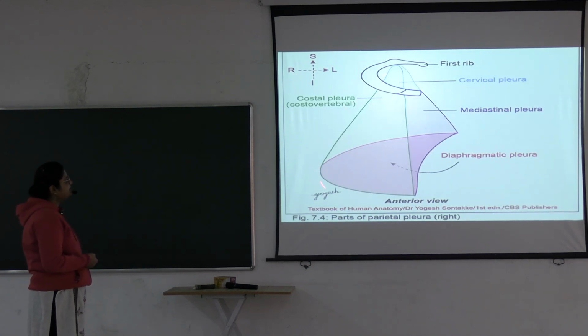This is a schematic presentation of the parietal pleura. This is the first rib. Above this first rib lies the apex of the lung. So this apex of the lung is covered by the cervical pleura, this light blue colored one. Here is the mediastinal pleura, violet colored one. The green colored one is the costal pleura or costovertebral pleura, and the pink one surrounding the diaphragm is the diaphragmatic pleura. So these are the 4 parts of the parietal pleura.